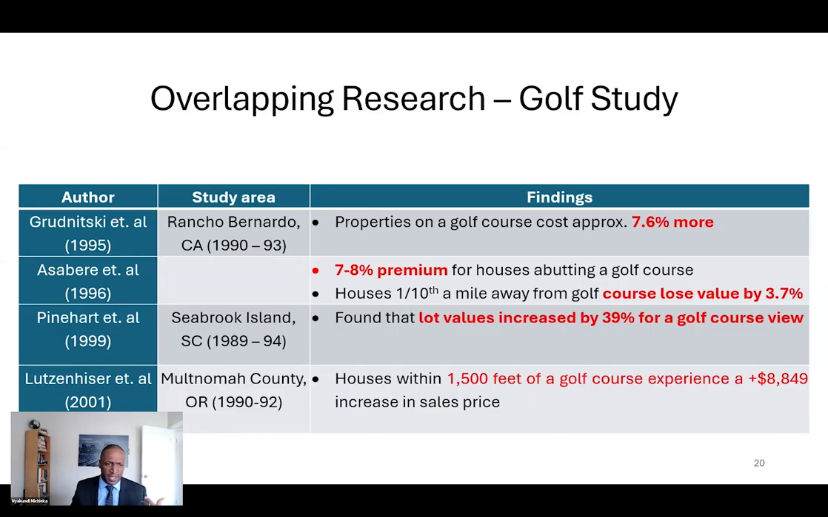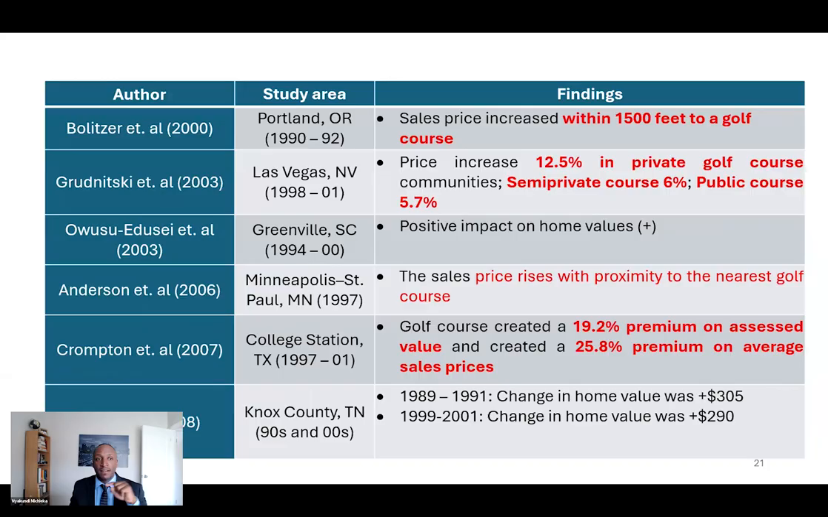If you look at Oregon, the value varied by how far out you are from the golf course, right? If you're within 1,500 feet, you experience an $8,000 increase in the sales price of the house, okay? I'm going to bring up another slide. It's going to have a table like this with much more data, but it's really cool, okay? In Las Vegas, very interesting, it depends on the type of golf course that's right next to your house. Is it private? Is it public? Is it semi-private, right? All those have different premiums on the value of your home.